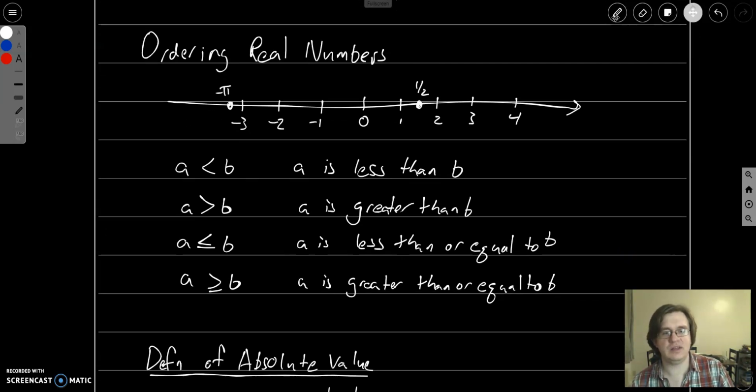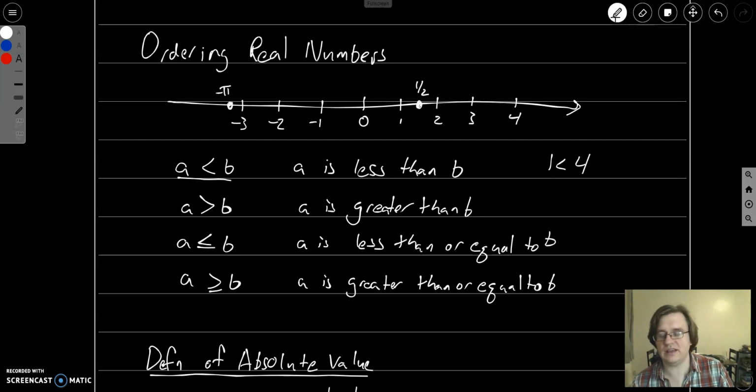And we can say that a number is less than another number. So A is less than B. We use this notation for that, and this means that A is to the left of B. So for instance, 1 is certainly less than 4 as an example.